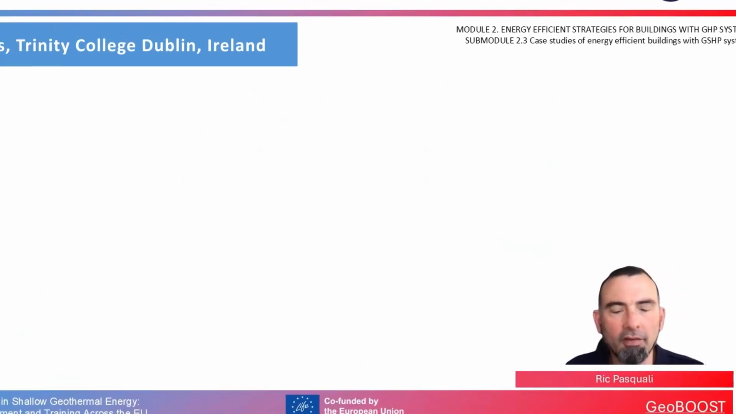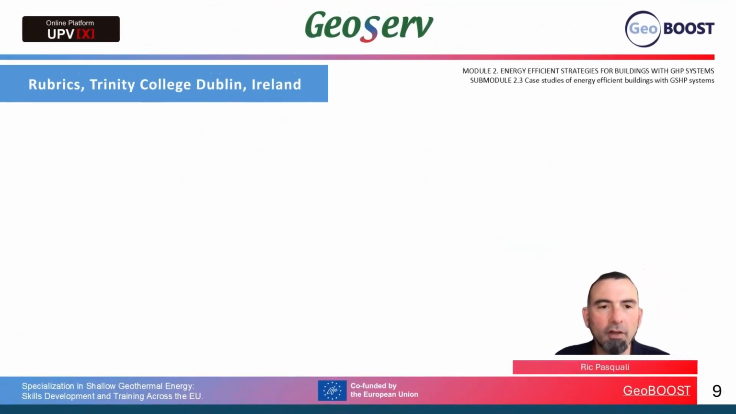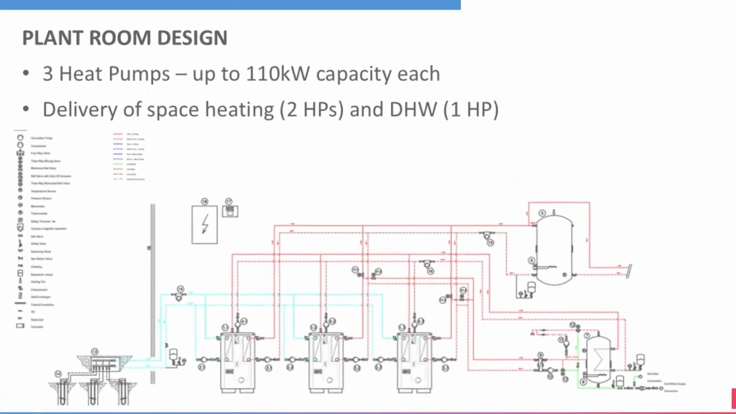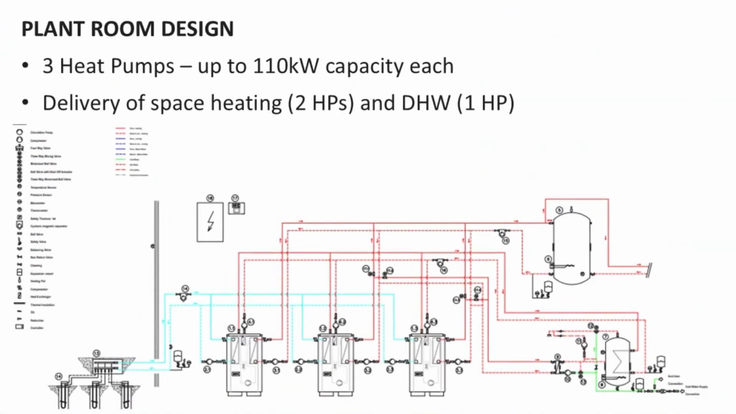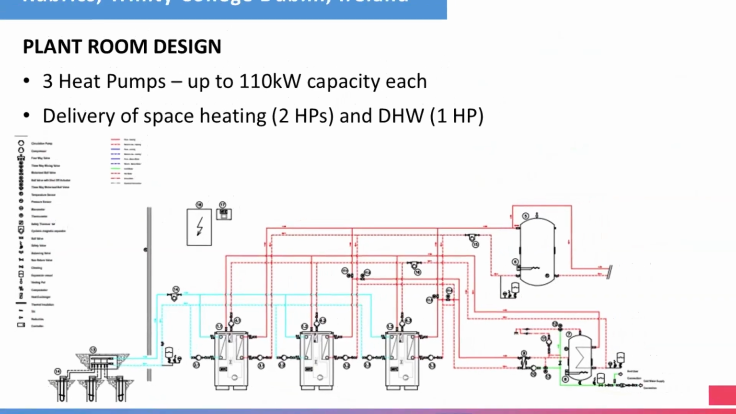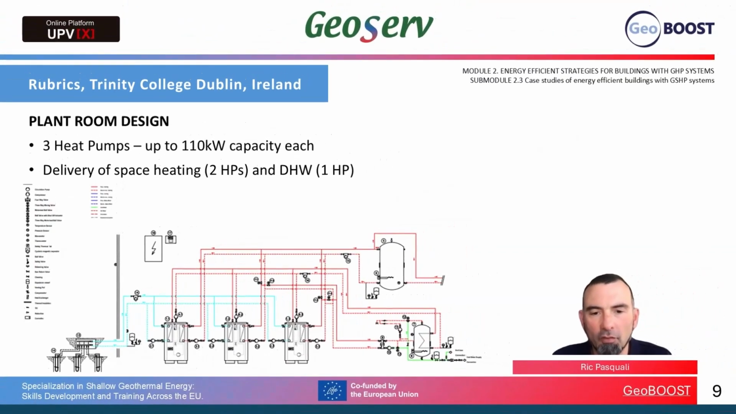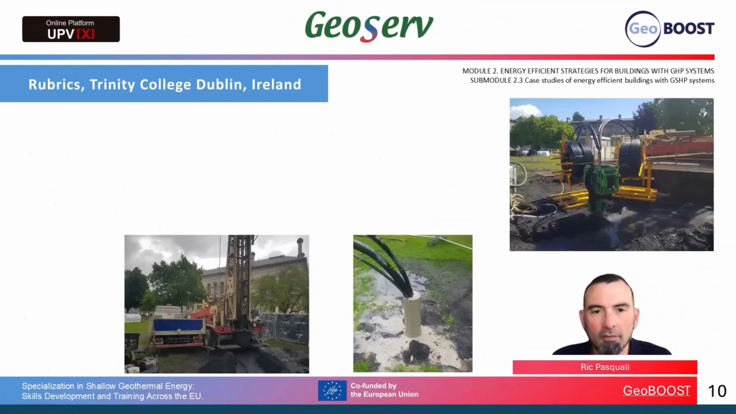So the plant room itself comprises 3 heat pumps. They have a maximum capacity of 110 kilowatts, but they actually each work at a maximum capacity of 72 kilowatts. There are 2 heat pumps for space heating and one for domestic hot water, and these are connected to a central buffer vessel and calorifier for the space heating and water in an underground plant room, and you will see more pictures of those in the upcoming slides.